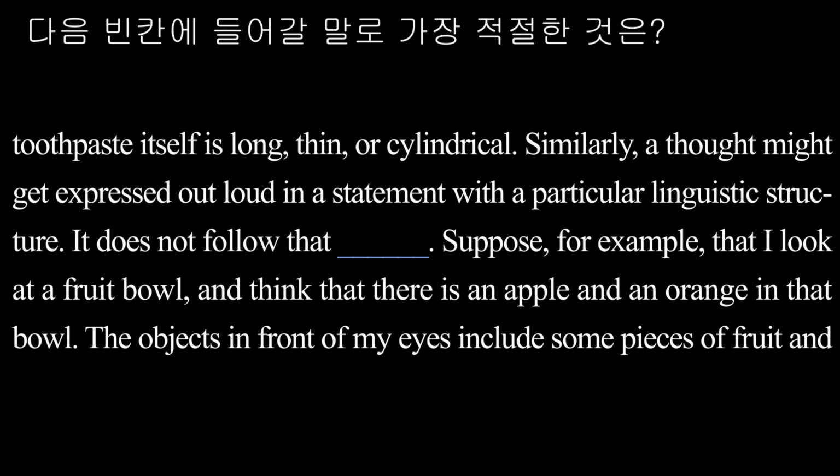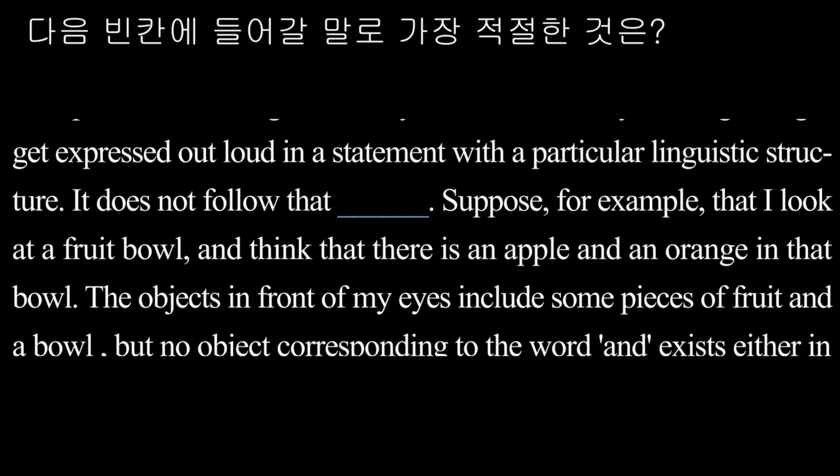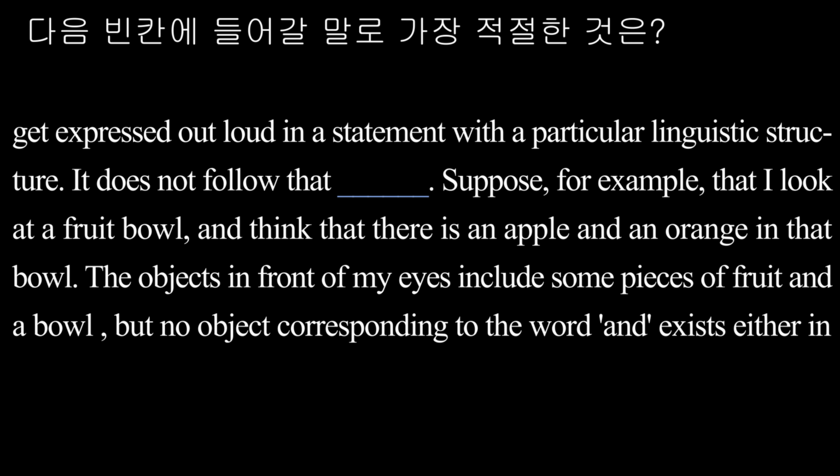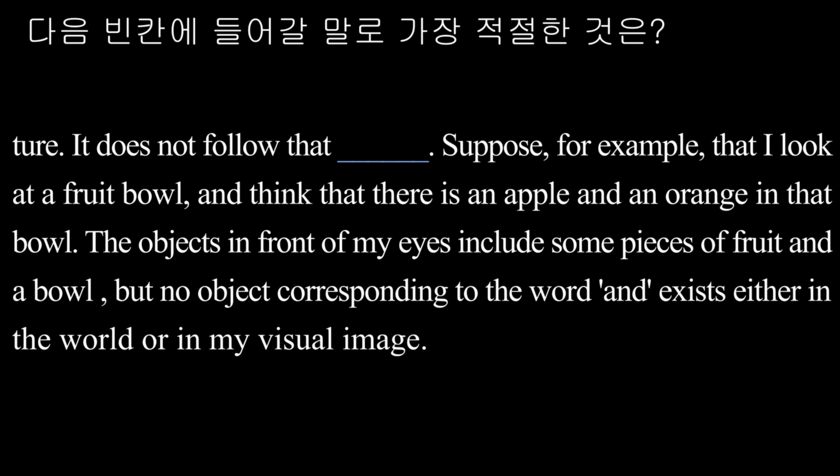Suppose, for example, that I look at a fruit bowl and think that there is an apple and an orange in that bowl. The object in front of my eyes includes some pieces of fruit and a bowl, but no object corresponding to the word "and" exists either in the world or in my visual image.